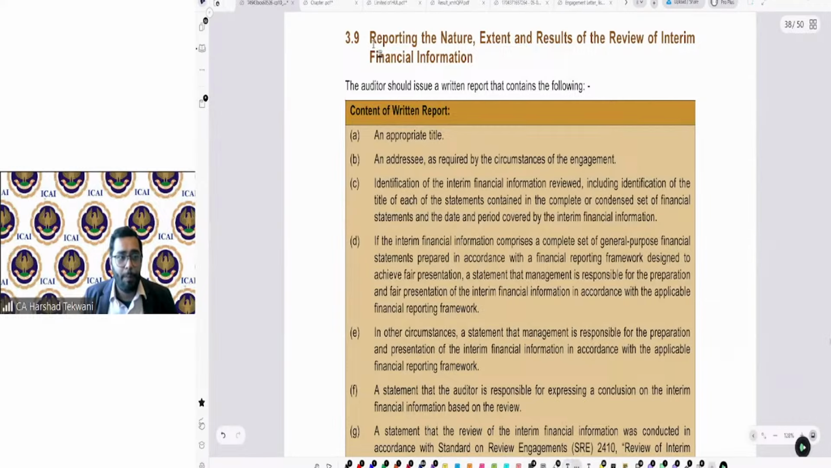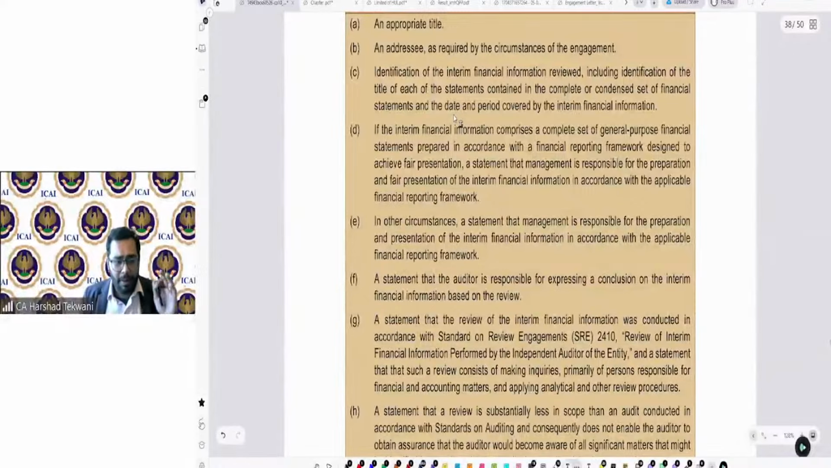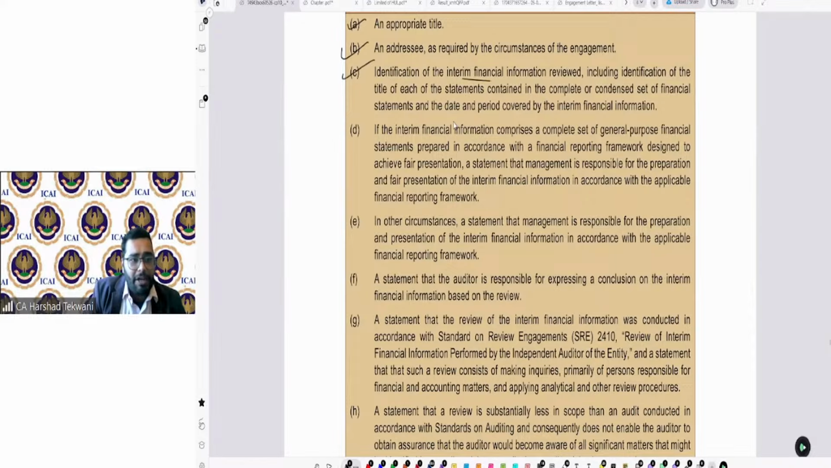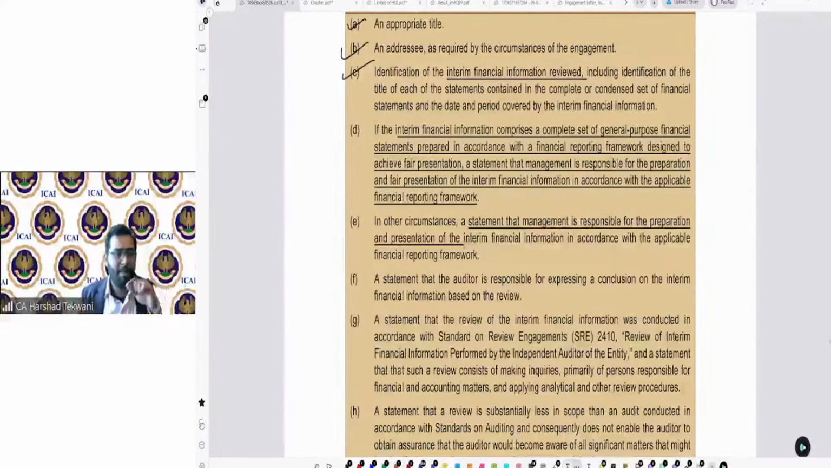In a similar way, reporting the nature, extent, and result of the review of interim financial information. Over here, again, a similar requirement that we have seen in SRE 2400: there should be an appropriate title, addressee, and identification of the interim financial information reviewed. Identify if the interim financial information comprises a set of general purpose financial statements, then a statement that management is responsible for the preparation and presentation of that. A statement that management is responsible for the preparation and presentation of the interim financial information.